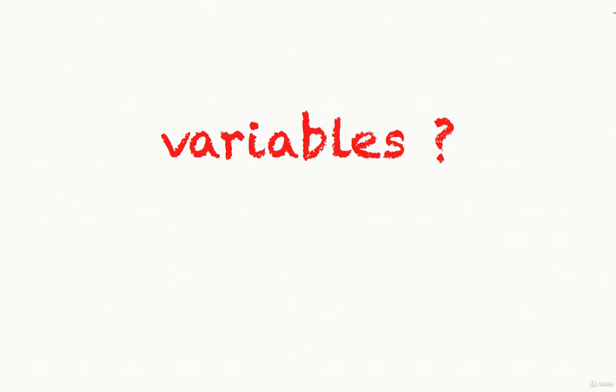What are variables? A variable is a name assigned to a number, and it is the name of that particular memory location in which that variable is stored. You can give a variable name of your choice. It can be anything.